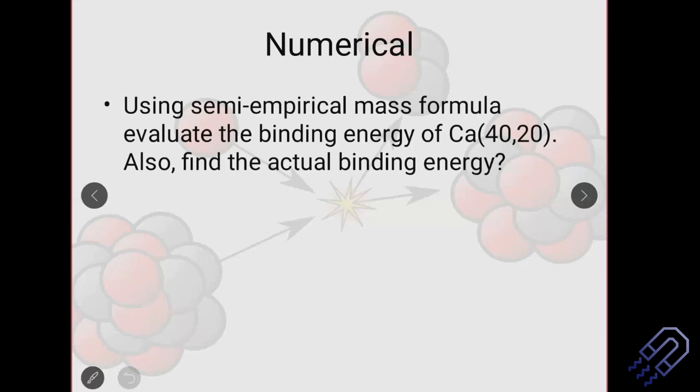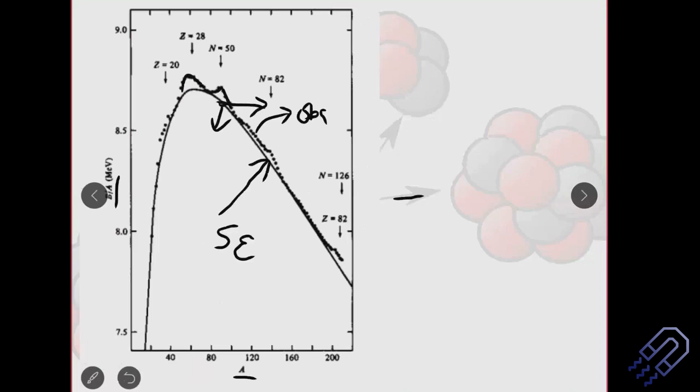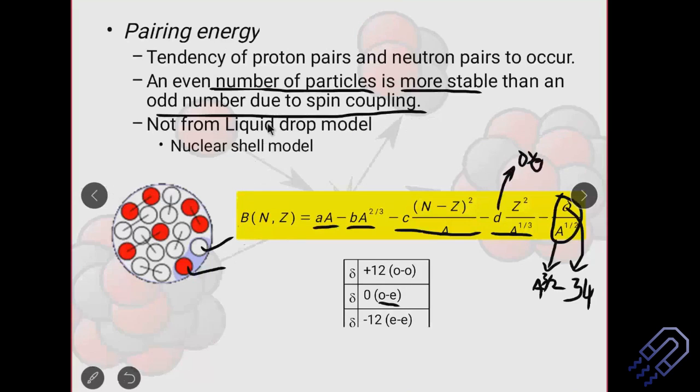Also, you have to find out the actual binding energy. The question is, how do you find out the actual binding energy? But before we go to the actual binding energy, how do I find out the semi-empirical mass formula binding energy? From this particular formula, you see this. You know what is the value of A, B, C, D, and delta.